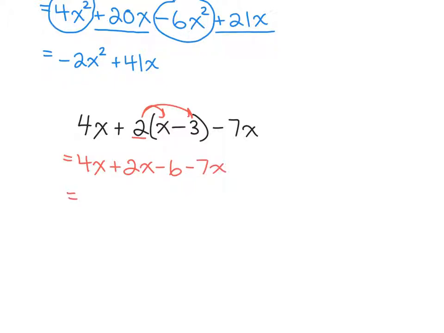And then I would collect my like terms. So I've got 4x plus 2x minus 7x, which is 6x minus 7x, which is negative 1x, and then that minus 6. So that's kind of what you need to know. You need to know how to do the multiplying step, this guy right here. And you need to know how to collect your like terms. So that one there.